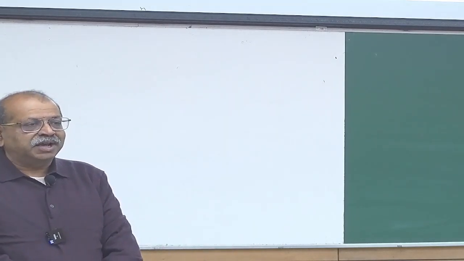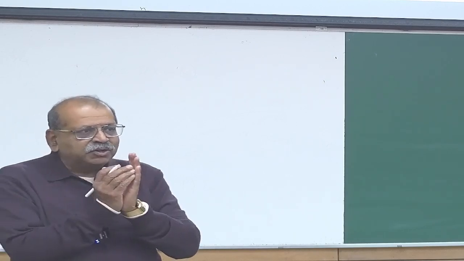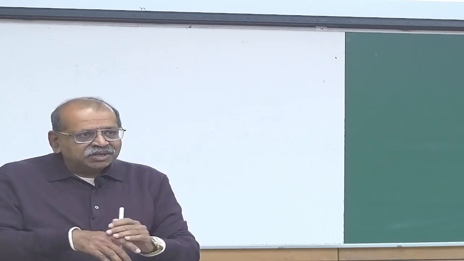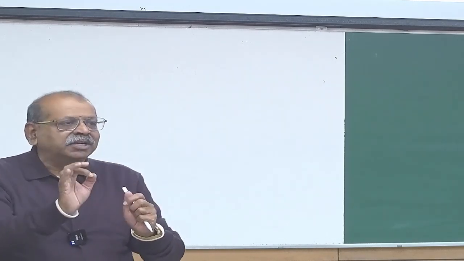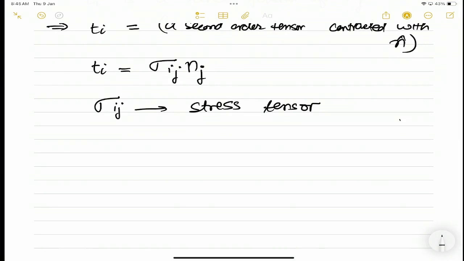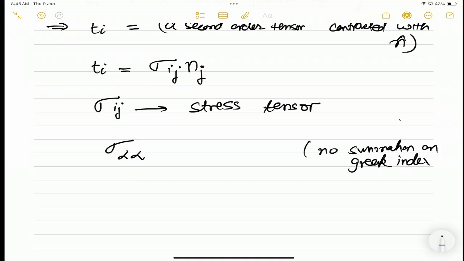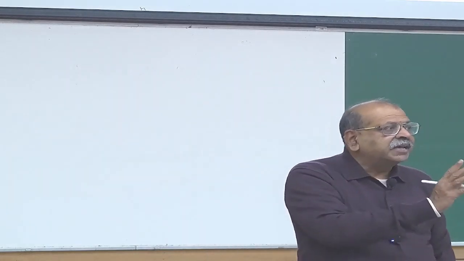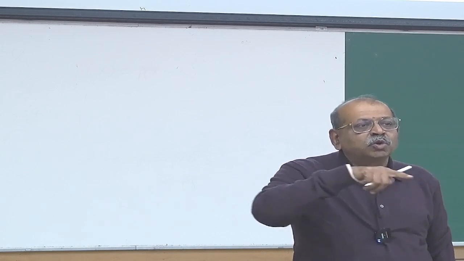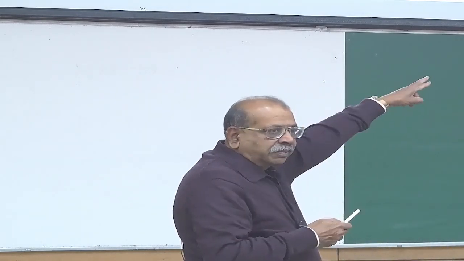And how many components does sigma ij have? 9 components. So basically we need to specify the 9 components of stress, and that will give us the traction force at any orientation at that point. So sigma ij is what we call the stress tensor. And if we look at sigma alpha alpha, and we say that there is no summation on any Greek index, sigma alpha alpha means when alpha is 1, we are talking of sigma 1 1. When alpha is 2, we are talking of sigma 2 2. And when alpha is 3, we are talking of sigma 3 3. It is different from sigma ii, because sigma ii would mean sigma 1 1 plus sigma 2 2 plus sigma 3 3.